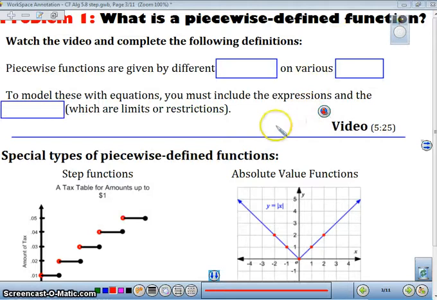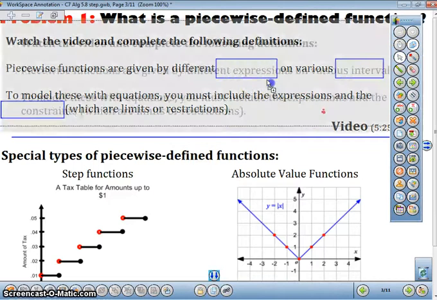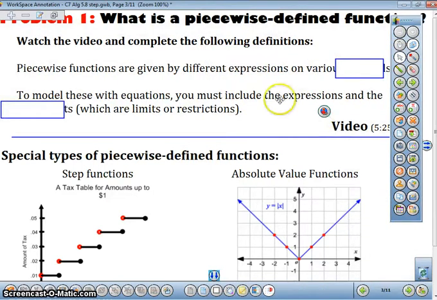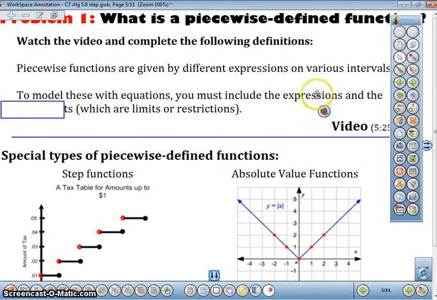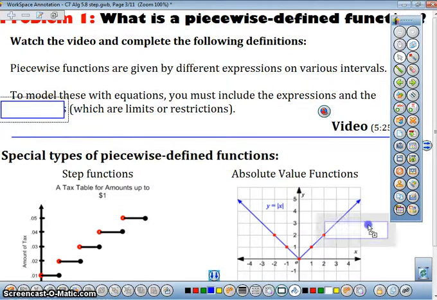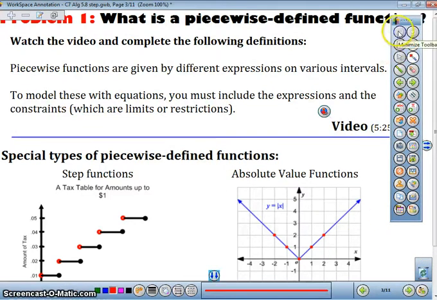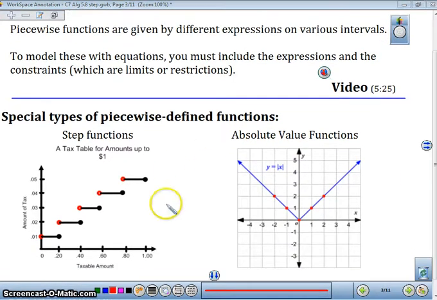We want to use that now. So if we were filling in our words, the words you should have filled in as we are looking at this: piecewise functions are given different expressions on various intervals. To model these equations, you should have had, we are looking at the constraints which limit it. So as you continue going through the video and taking your notes, make sure you understand that.